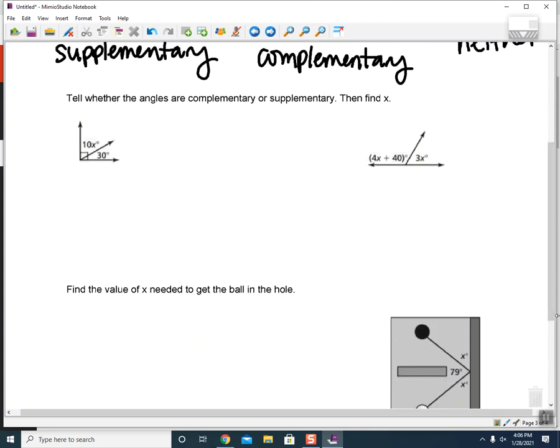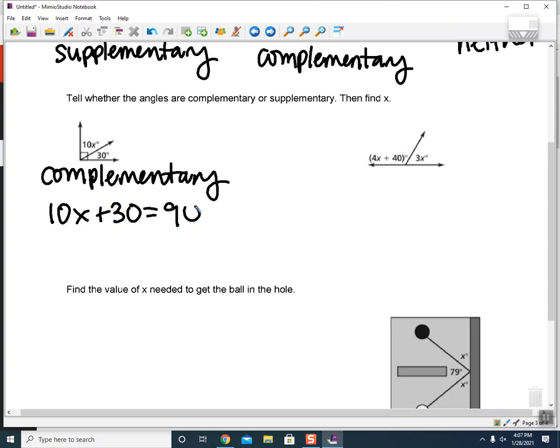Okay. Tell whether these are complementary or supplementary and find x. Well, these are going to form a 90-degree angle. So these are going to be complementary. I can see that already. And I know that when I put these two things together, it needs to equal 90 degrees. So that means I'm going to take 10x plus 30, and that should give me 90. Well, now I'm just going to solve this like normal. I know how to solve this. Subtract 30 from each side, and I get 10x equals 60. Divide both sides by 10, x equals 6.